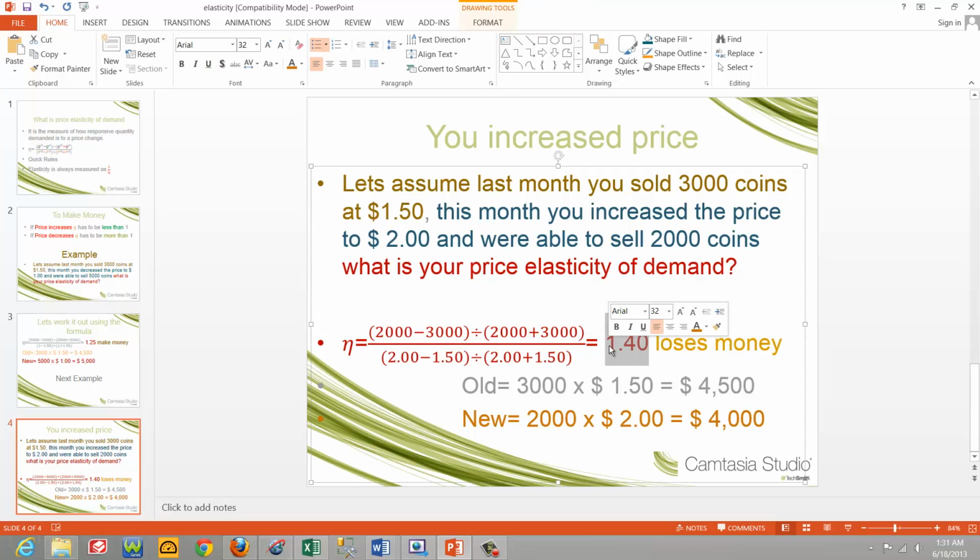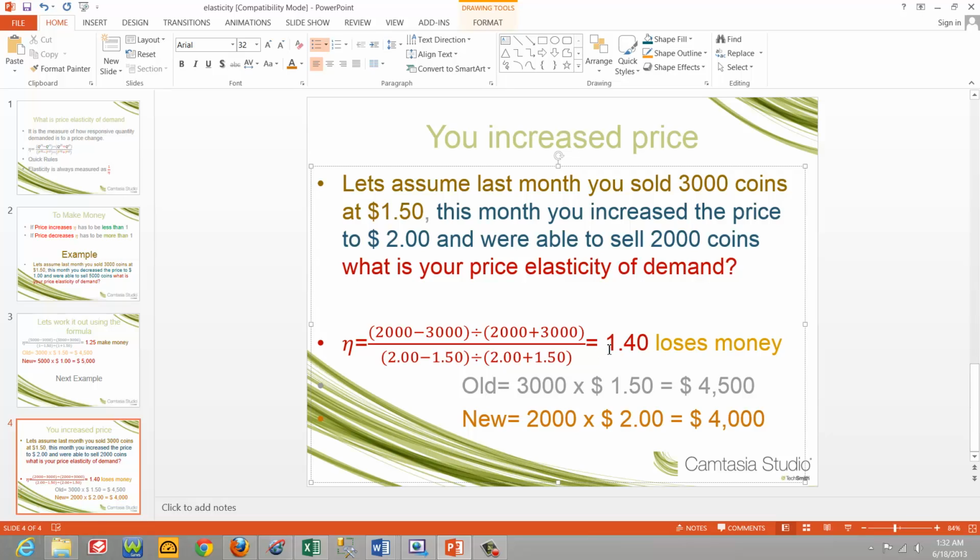So remember, increased price, n has to be less than 1, which is not, because it's 1.40, so you lose money. Easy way to figure this out is obviously do the multiplication. 3,000 times 1.50, $4,500. Now this month, 2,000 times 2, you made $4,000. So you lost money.